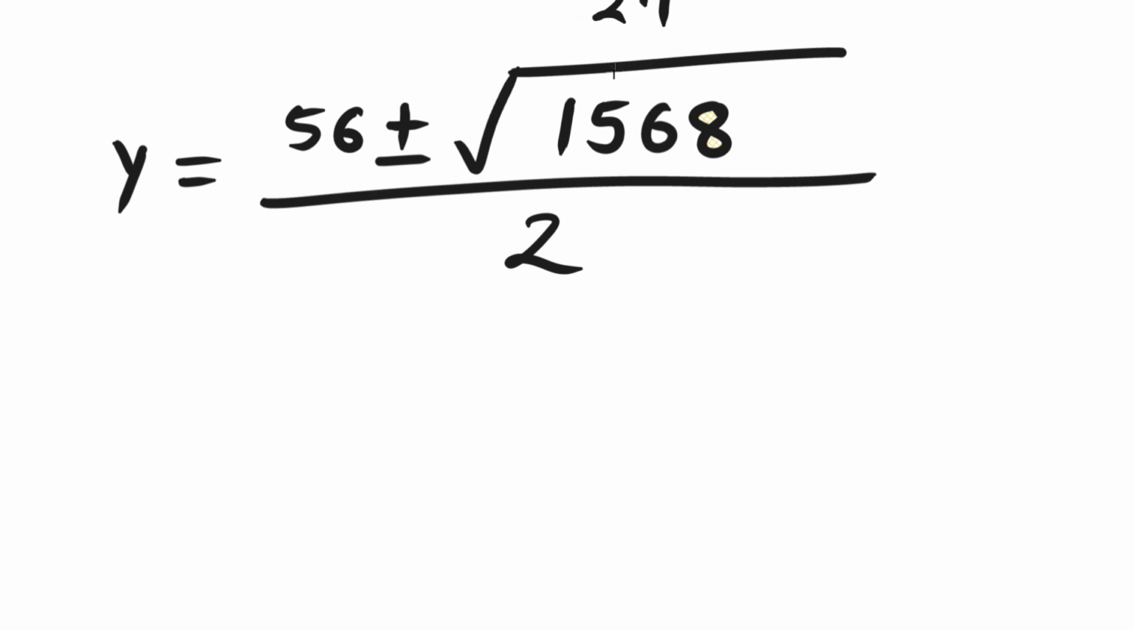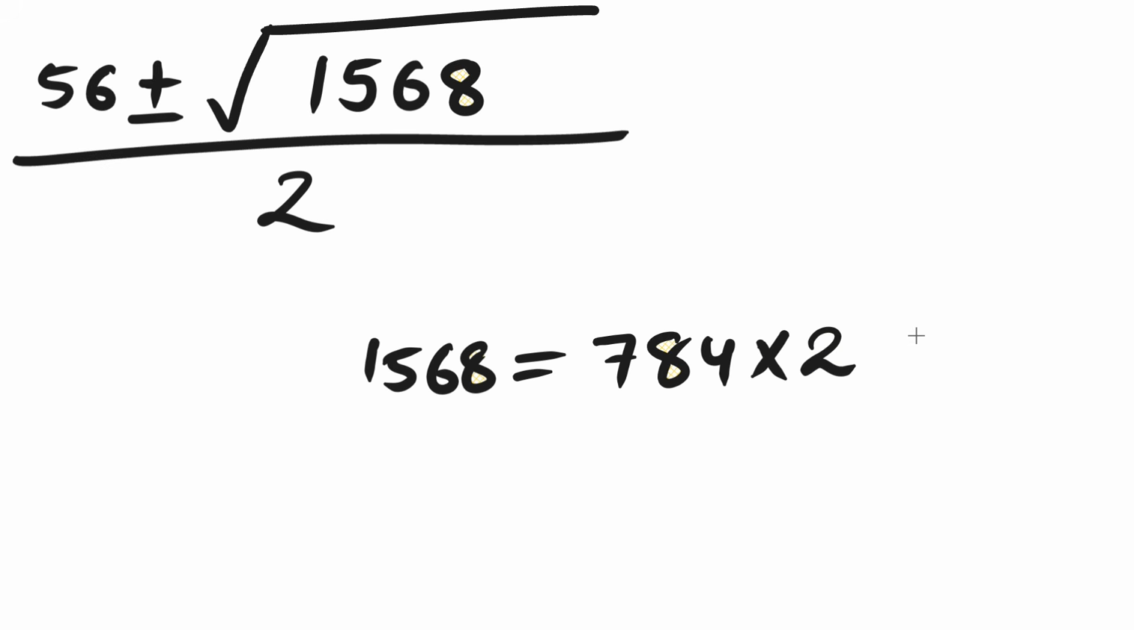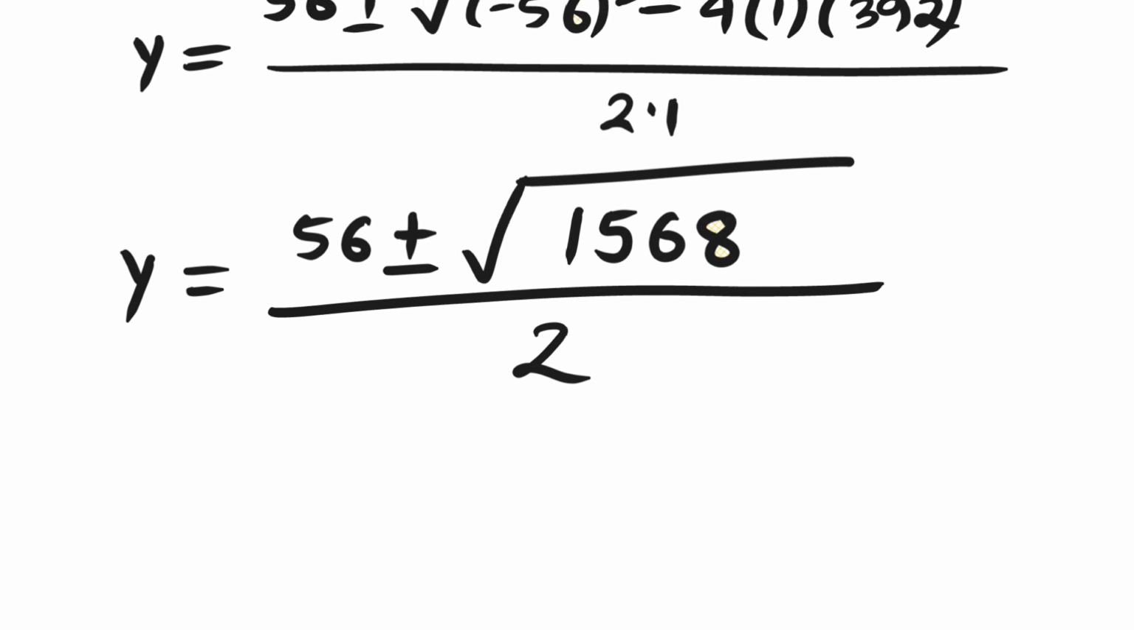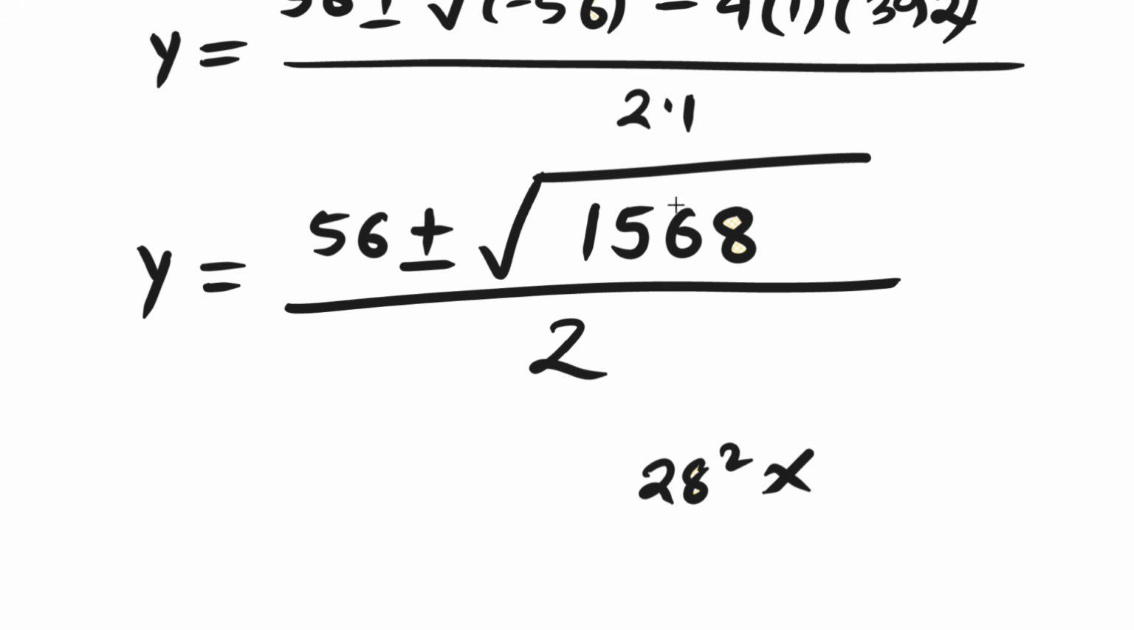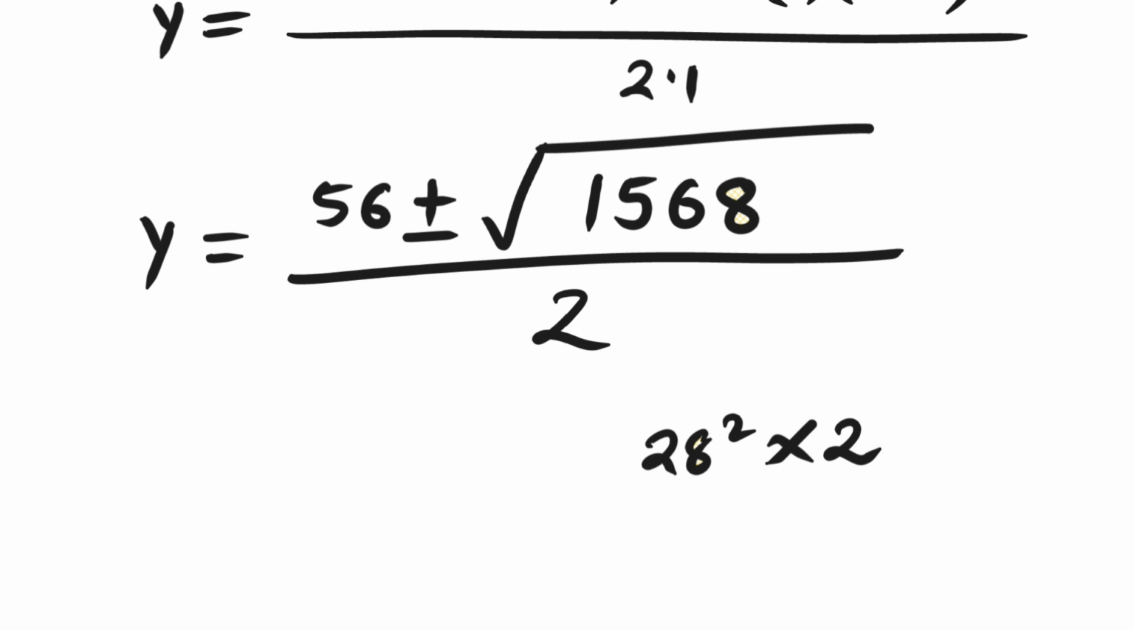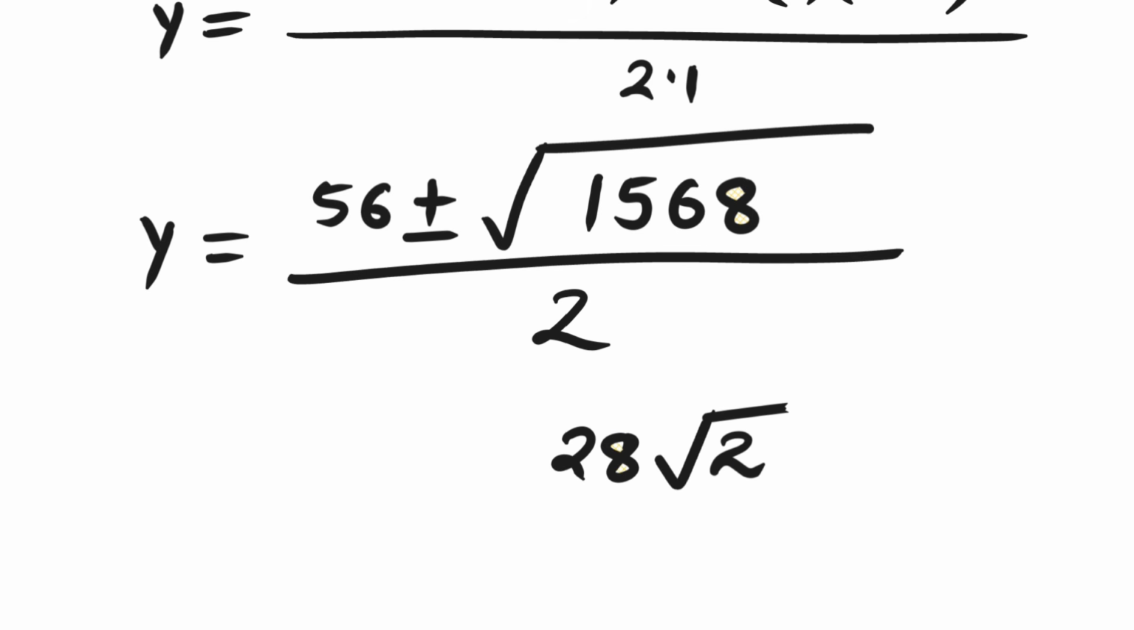Now, we need to simplify that square root. Notice that 1,568 can be written as 784 multiplied by 2. And 784 is 28 squared. So 1,568 is 28 squared multiplied by 2. Therefore, the square root of 1,568 becomes 28 multiplied by the square root of 2.